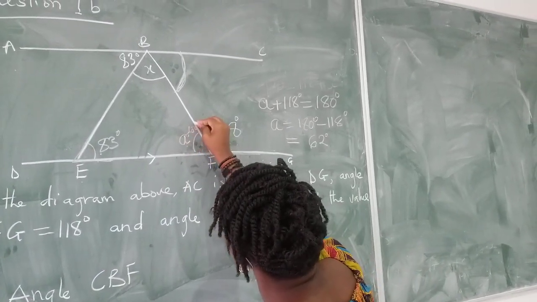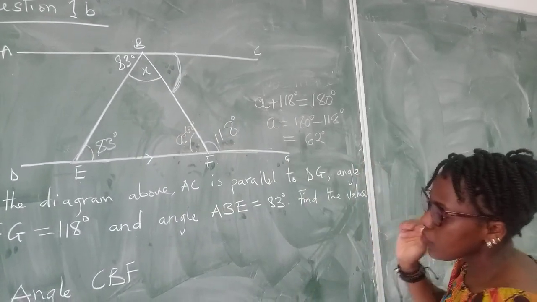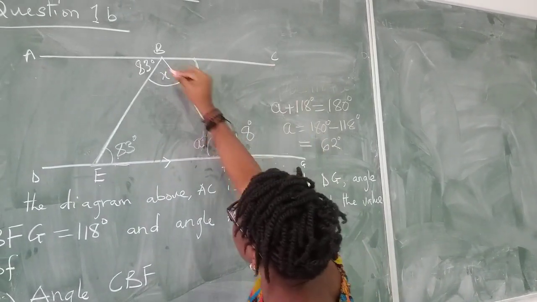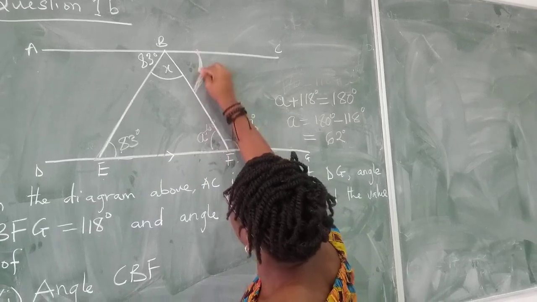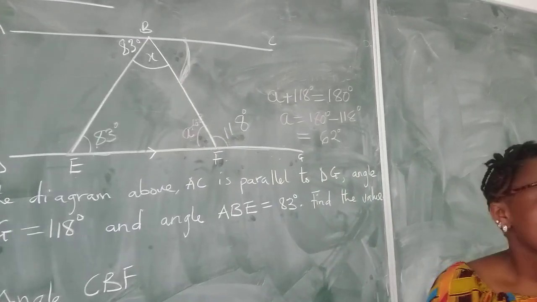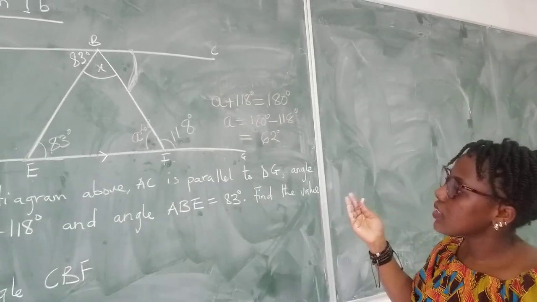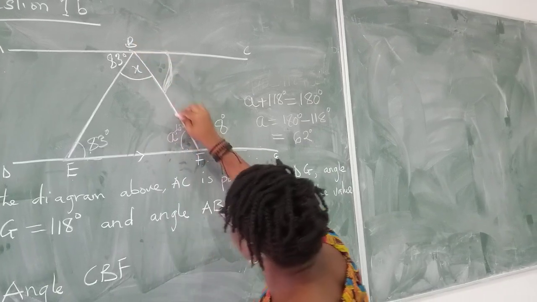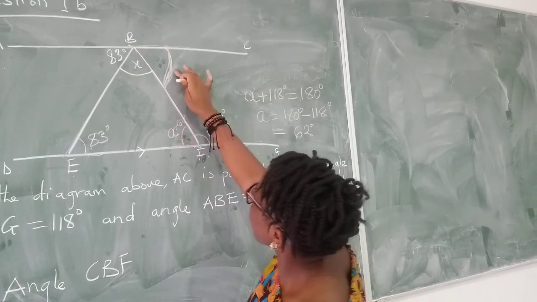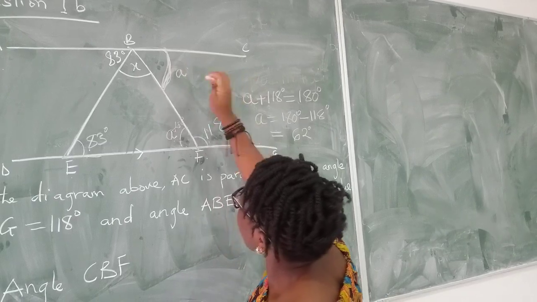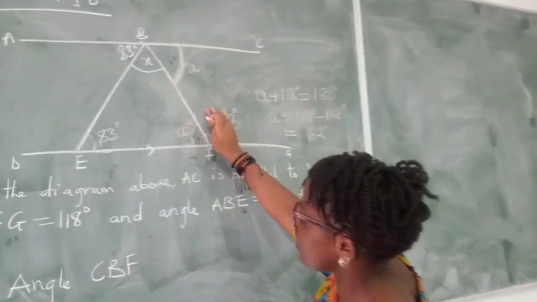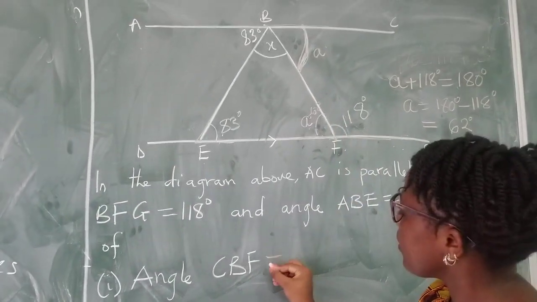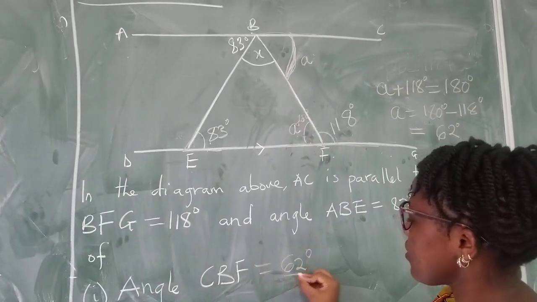So again, you'll remember that the angle CBF will be this angle, C, B, and F. So we are looking for this angle here. And we can use the alternating angle property to get this angle here. You can see this angle is alternate to this other angle here, A. So this angle will be equal to A. And we found our A to be 62 degrees. So our angle CBF will be 62 degrees.